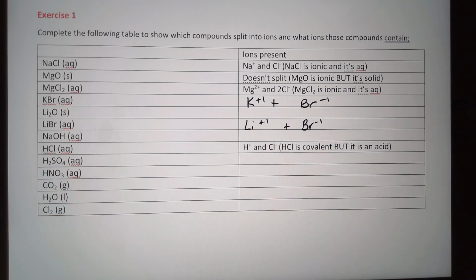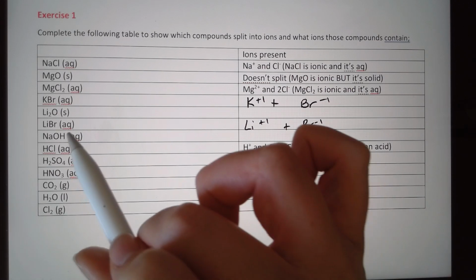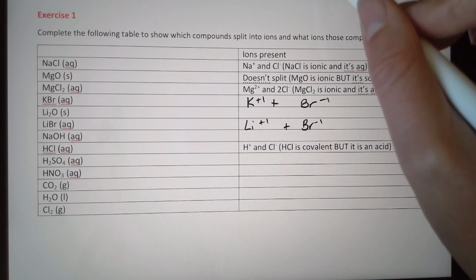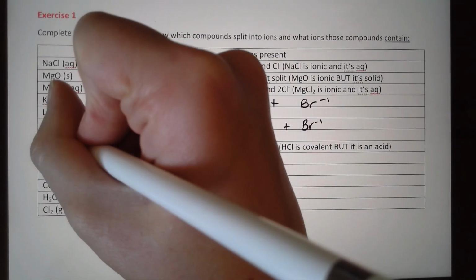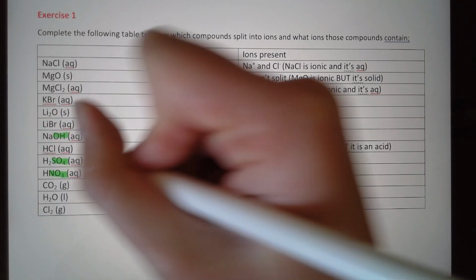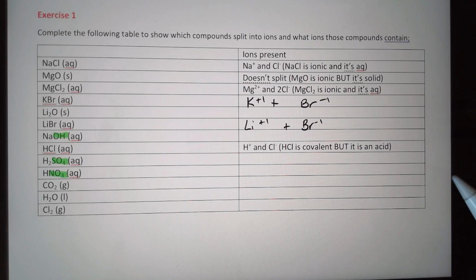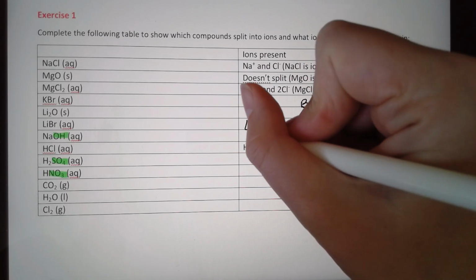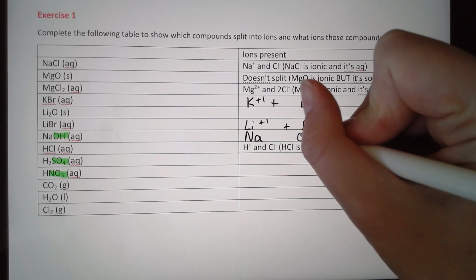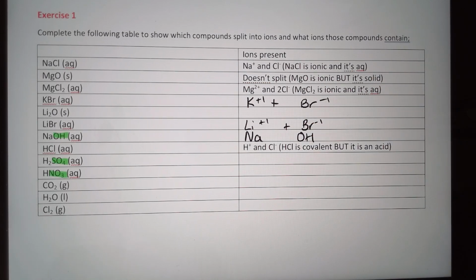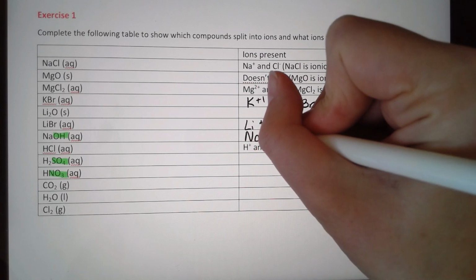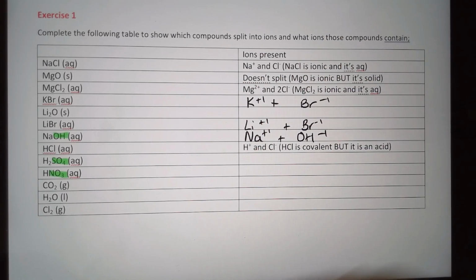Next up, NaOH, it's ionic and it's aqueous, so it will split. It's also an alkali, so it will split. But what you need to notice here is you've got your polyatomic ions. So OH is a polyatomic ion, so is SO4, so is NO3. You need to be familiar with your polyatomic ions, because when I'm doing this, I'm not going to separate the O from the H. I'm going to leave OH together because it's my polyatomic ion. Sodium is in group 1 with a +1 charge. The hydroxide ion, OH, has a -1 charge. So don't separate the O from the H. It's a polyatomic ion. It stays together.